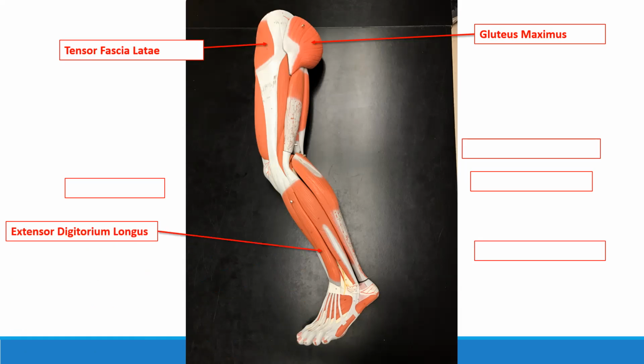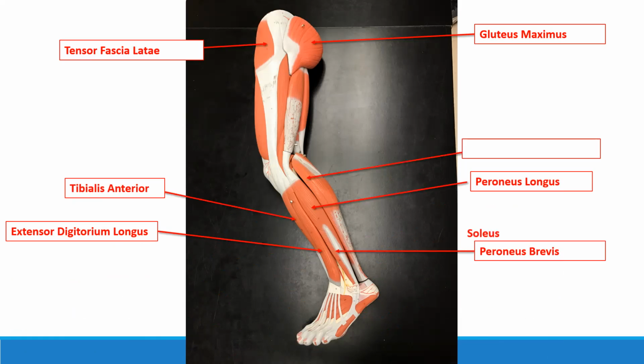Here's our extensor digitorum longus again, and our peroneus longus, our peroneus brevis, our tibialis anterior, and our soleus again, in the right perspective.